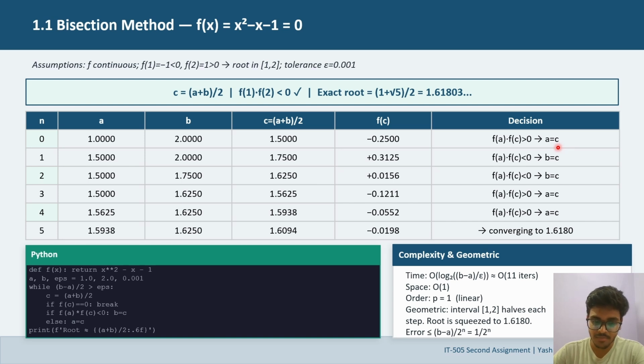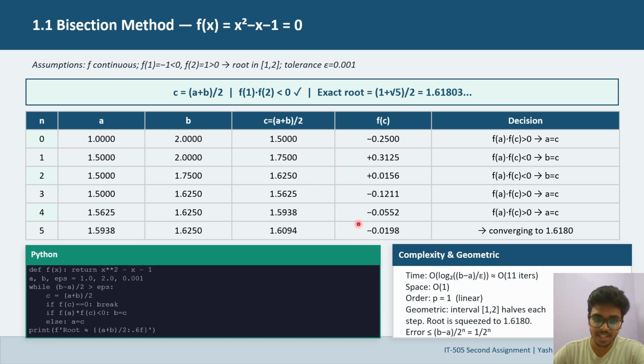In iteration 1, a = 1.5, b = 2, c = 1.75, and f(1.75) = +0.3125, that is positive. So the root is in 1.5 to 1.75. We will update b to 1.75. The interval keeps halving, and by iteration 11 we reach the root 1.6180 to 3 decimal places.